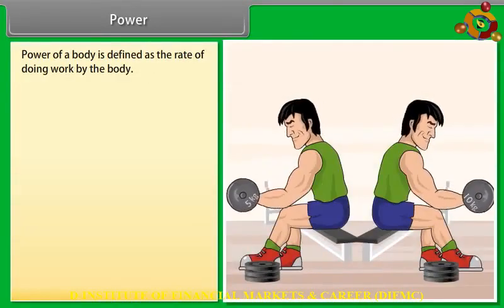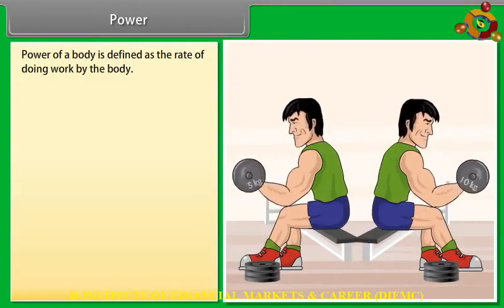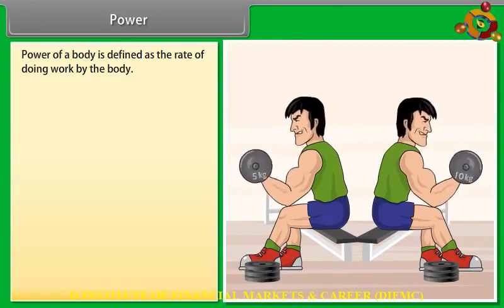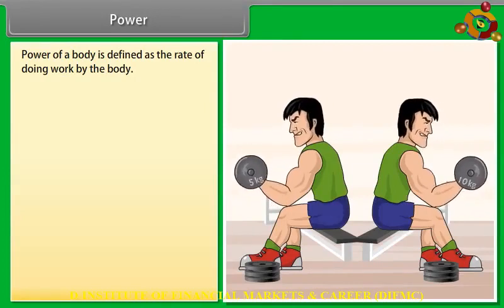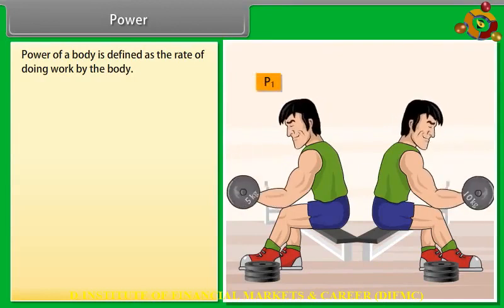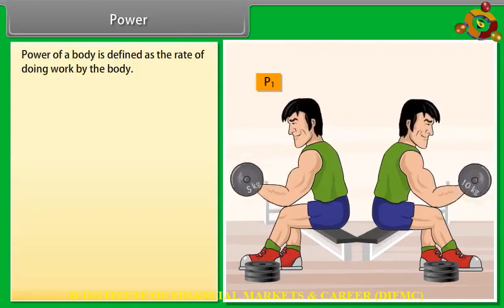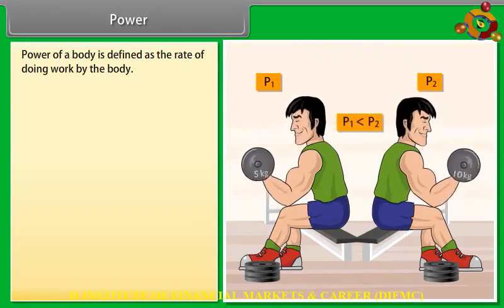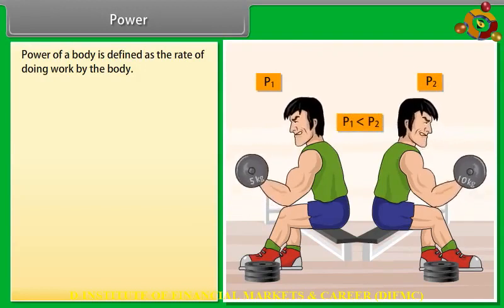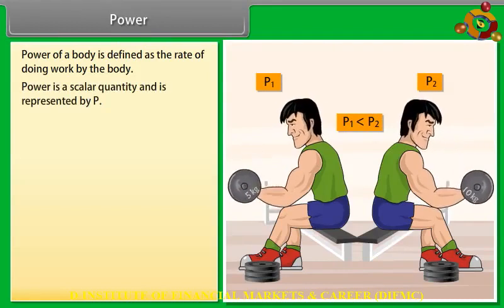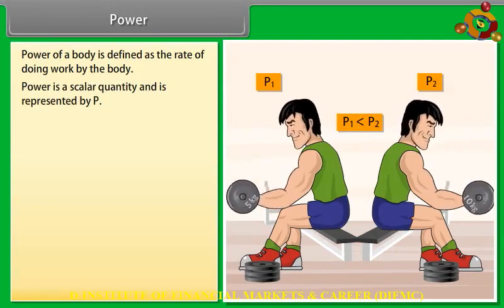Power. Power of a body is defined as the rate of doing work by the body. Let us take an example: a boy doing exercise using a dumbbell. When he used the dumbbell of 5 kg, he applied power P1. When he used the dumbbell of 10 kg, he applied power P2. Hence, the power rating is high when he used the dumbbell of 10 kg as compared to the dumbbell of 5 kg. Power is a scalar quantity and is represented by P.